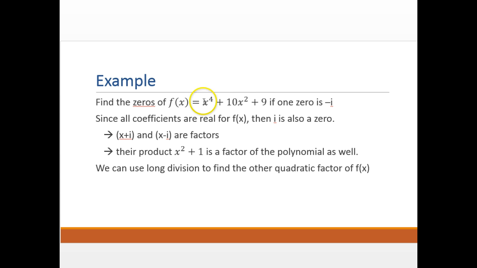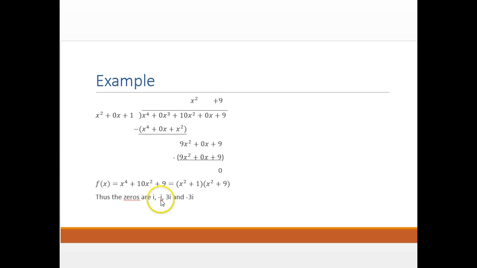So I can take this original polynomial and divide it by x squared plus 1, which is what we're going to do here. We will put in 0x as placeholders. This becomes x to the 4th plus 0x cubed plus 10x squared plus 0x plus 9. Again, the 0x cubed and the 0x are placeholders. We do the same thing we did before. We concentrate on this x squared out front. How many times does x squared go into x to the 4th? It goes in x squared times.